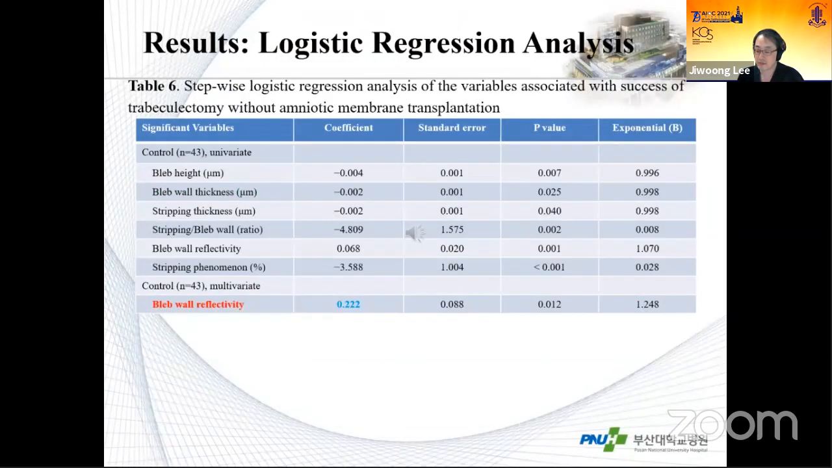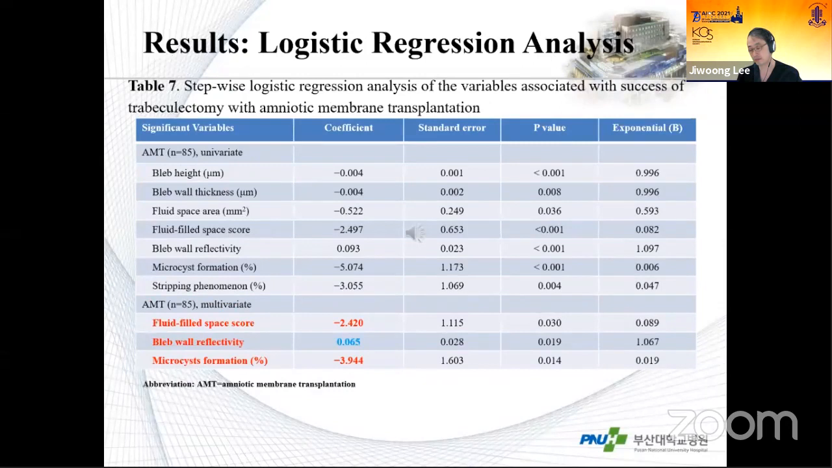We performed multiple logistic regression analysis to evaluate which variables are associated with success of trabeculectomy in the control group. The result showed that higher bleb wall reflectivity had a negative impact on good IOP control. The result of multiple logistic regression analysis in the AMT group showed that higher bleb wall reflectivity still had a negative impact on good IOP control, whereas greater fluid filled space score and microcyst formation were associated with good IOP control.